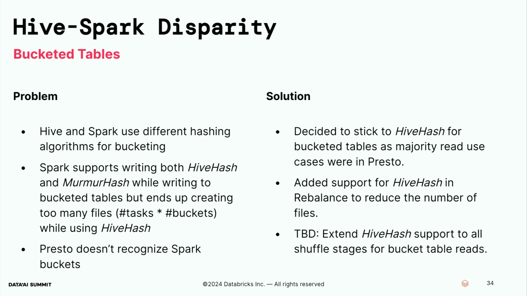And to solve the small file problem, we added support for Hive hash in the rebalance node, so that data amongst the tasks is also distributed using Hive hash. We also plan to extend this support in the rest of the shuffle stages in case we want to use the bucketed table optimizations in the read path as well.